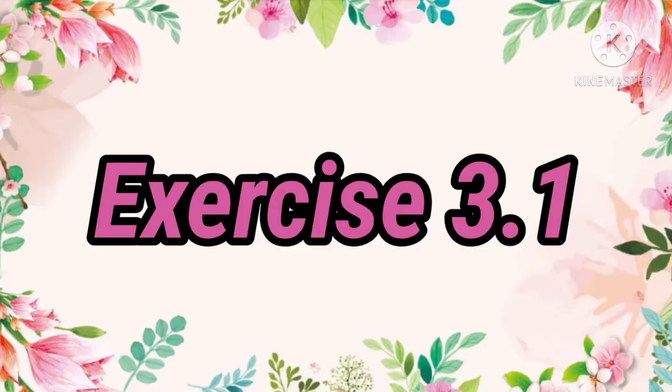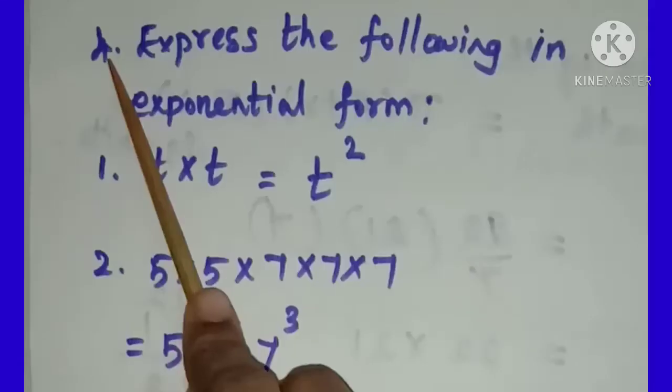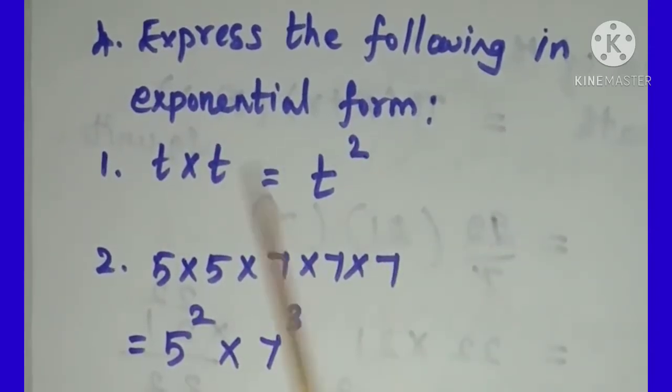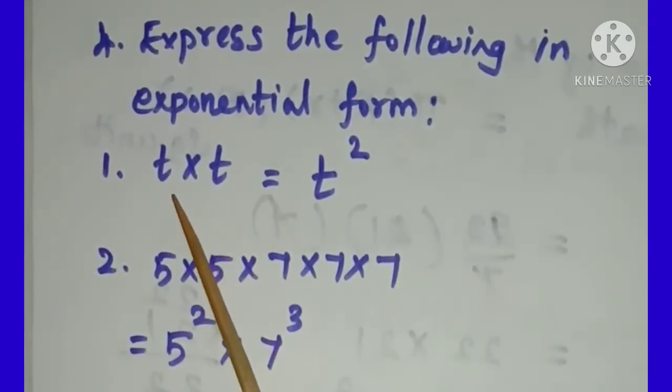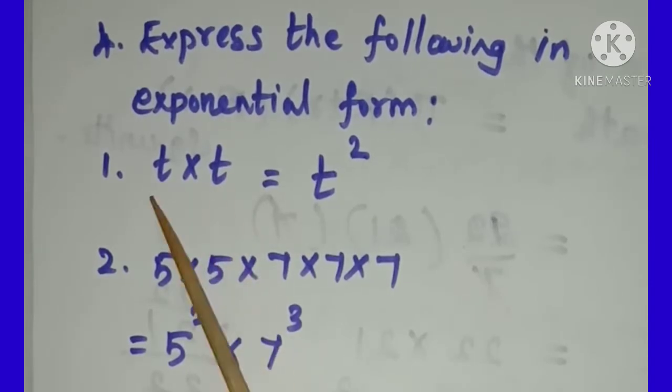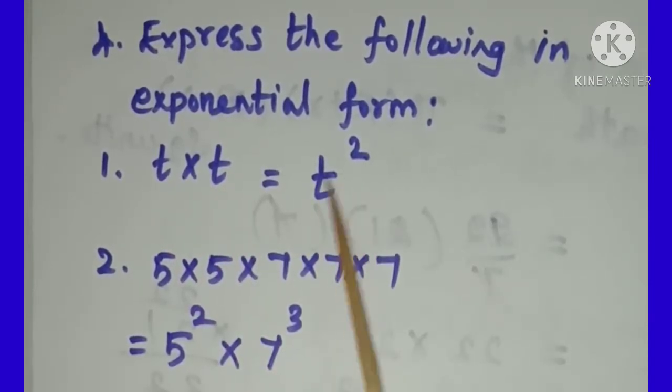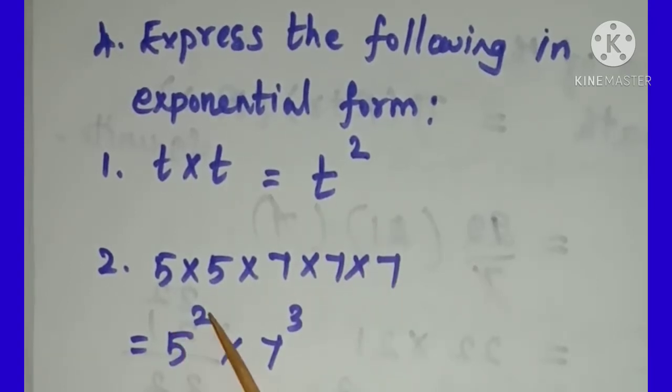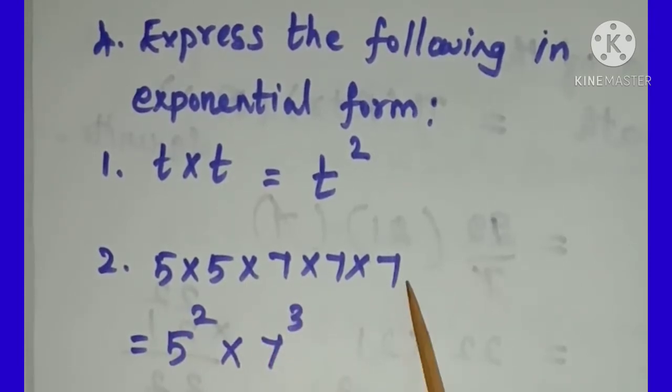Let us do exercise 3.1 problems. Fourth problem, express the following in exponential form. t into t is given. So t is multiplied by itself 2 times, so it can be written in exponential form as t squared. 5 into 5 into 7 into 7 into 7. Here 5 is multiplied by itself 2 times, so it can be written as 5 square. And the number 7 is multiplied by itself 3 times, so we can write it as 7 cube. So 5 square into 7 cube is the exponential form of the given expanded form.